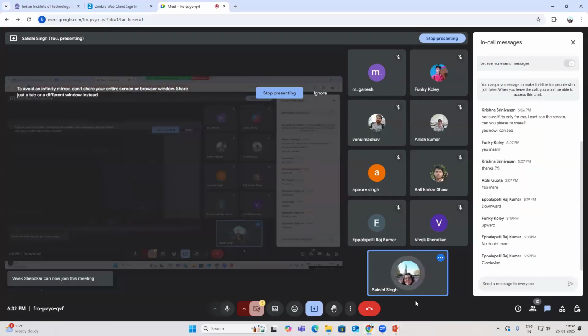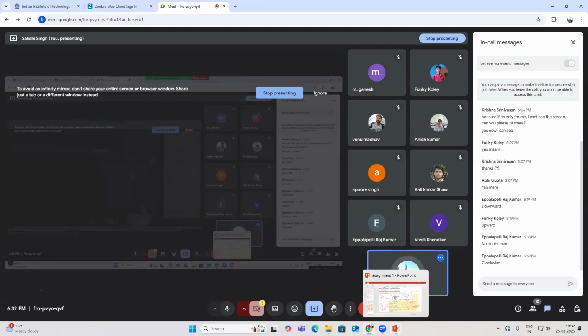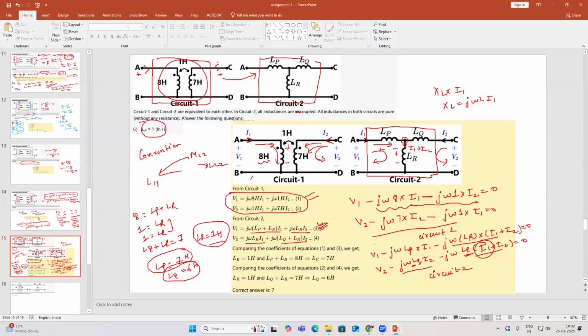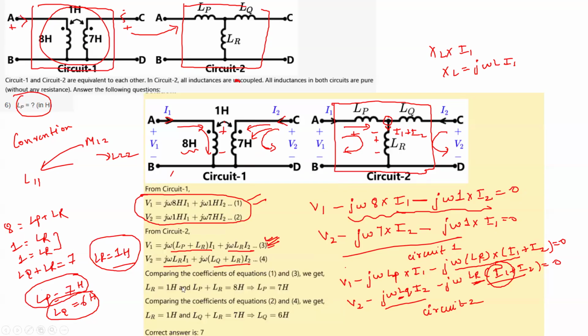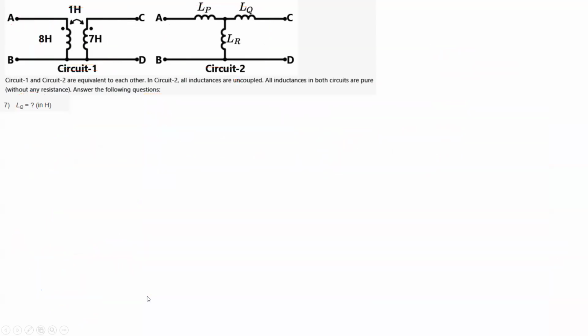Is there any doubt? This is a very good question. This is the only part I think is a little bit tricky, so you can just see. If there is a doubt, please speak up.